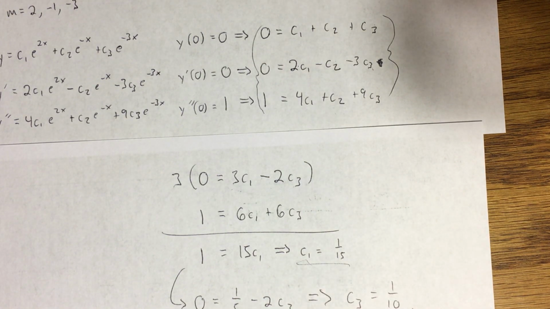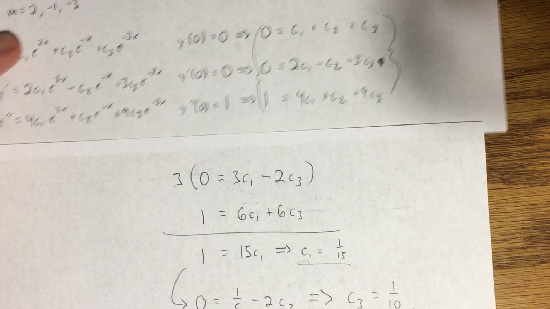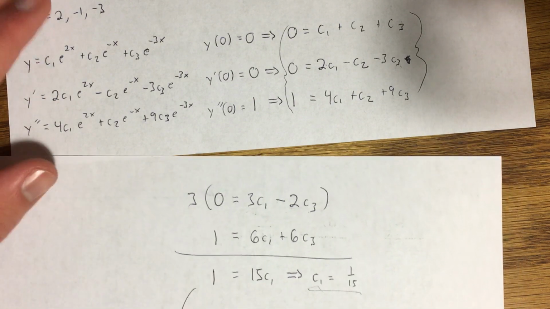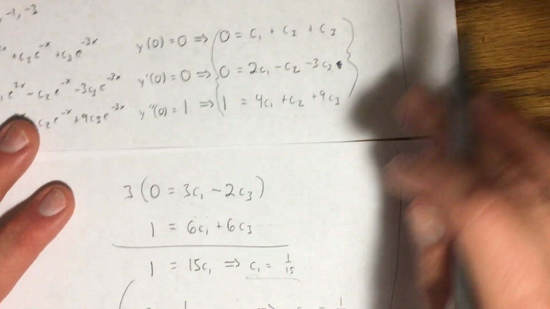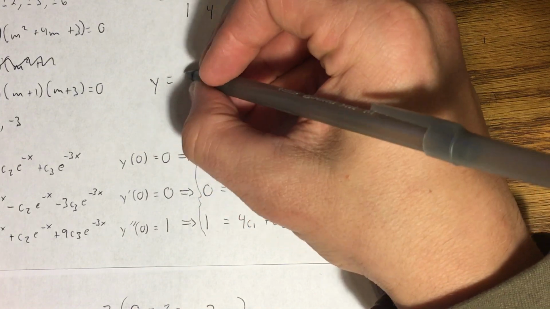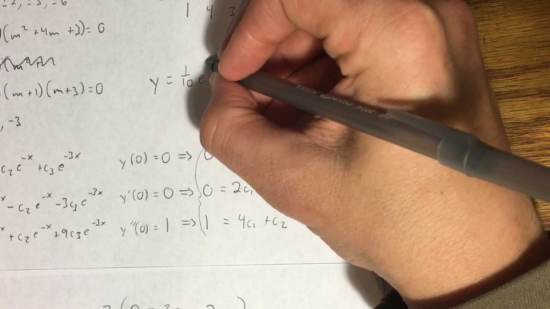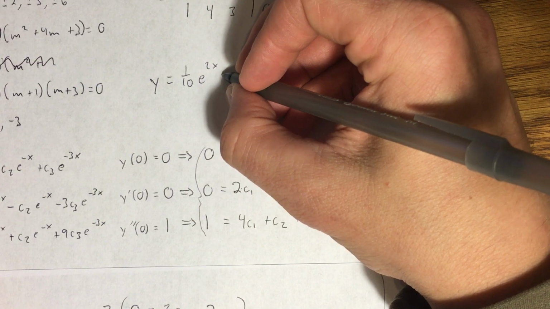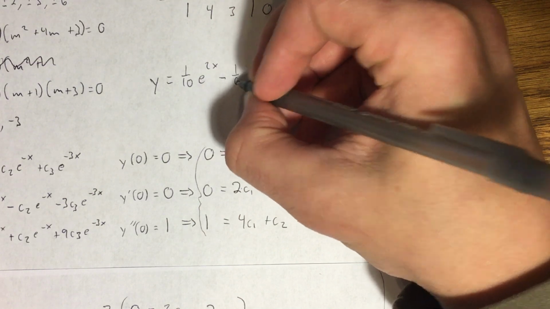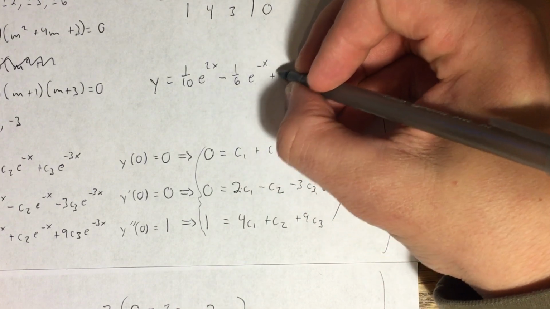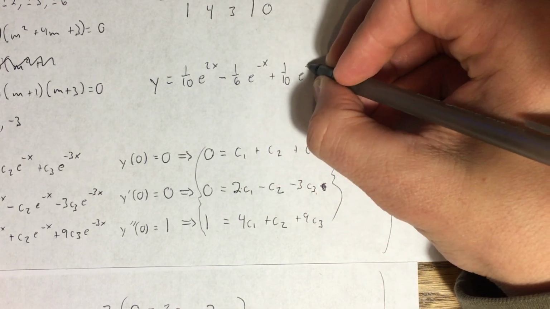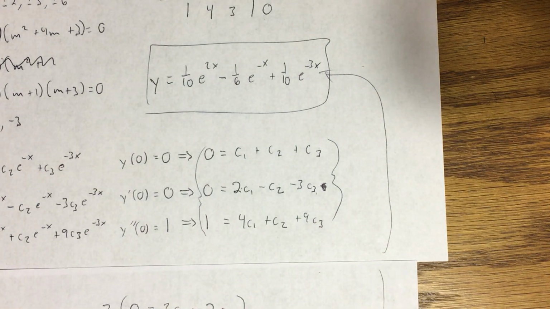Putting those 3 things together into our general solution, back on the original page, I get y equals c1, which was 1/15, e to the 2x, plus c2, which was negative 1/6, so minus 1/6, e to the negative x, plus c3, which was 1/10, e to the negative 3x. And that's our final solution. That's going to wrap up section 4.3.